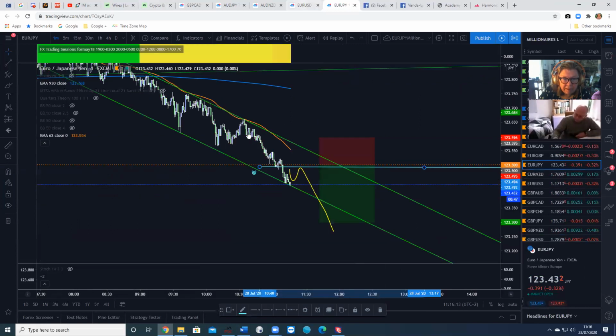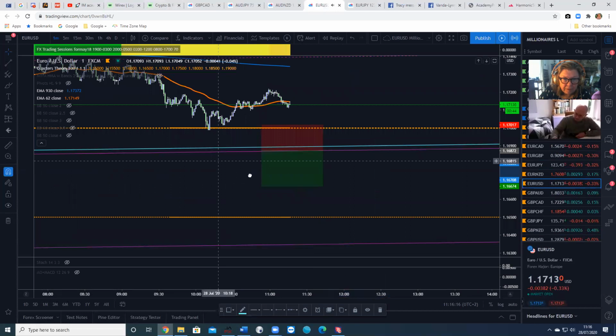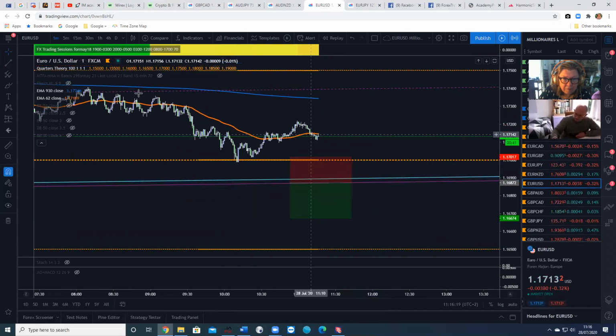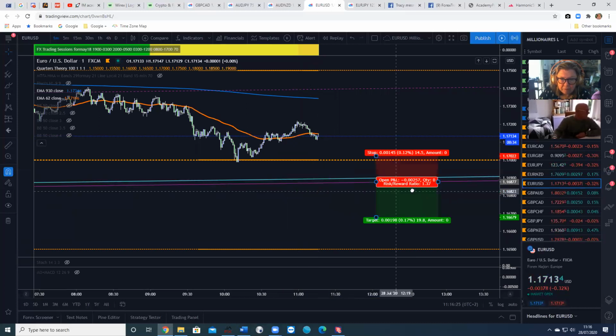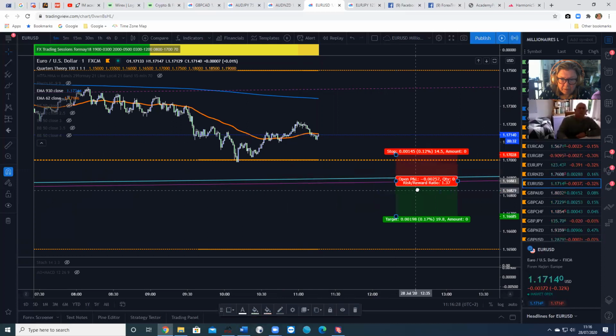Euro USD, hugging along the 62. It's still pushing it down, the orange. So we're waiting for it to come down to here.